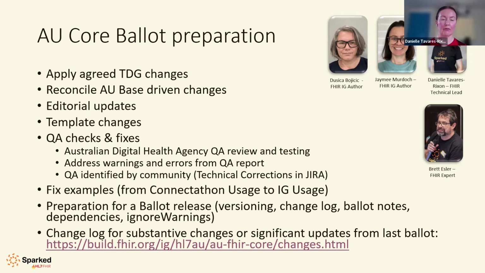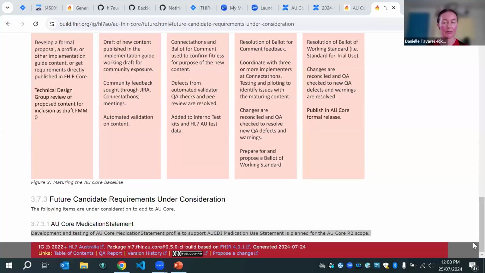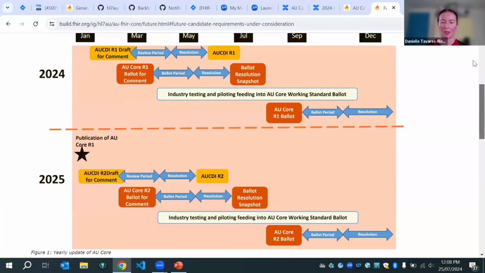Over the development period of AU Core R1, quite a lot of that has happened. Some of it was intentional and driven by us. So some of the decisions we made around how to support sex at birth were made in the AU Core Technical Design Group, and then we took a set of motions and proposals to the FHIR work group to have those changes put in Base. But not everything has been driven by us, unsurprisingly. So some of the things we will see have changed are the changes that have come in since we last went out to ballot.